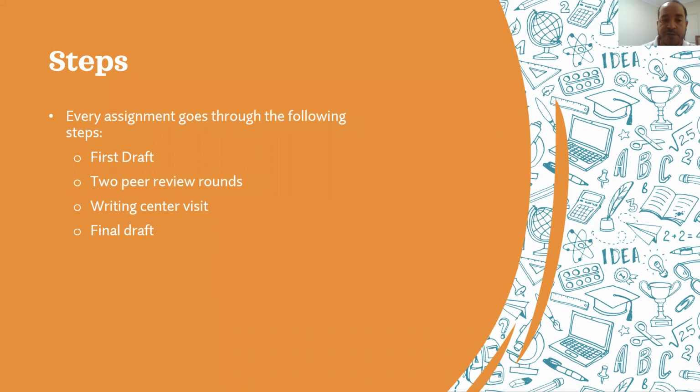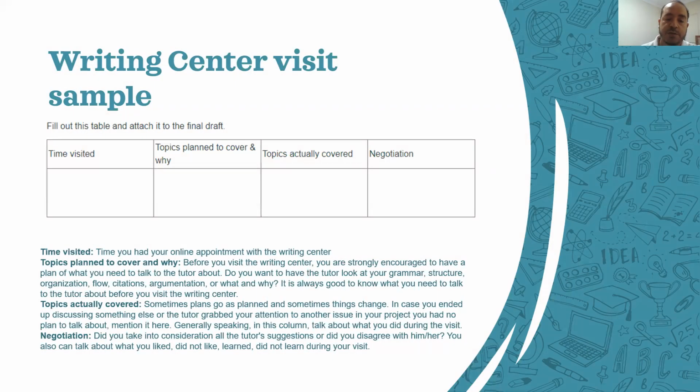So here I'm going to give you an example of the writing center visit. I created a template, like a table, and I gave it to them, and I said, well, use this table for your writing center visit. There are four columns in the table. The first one, the time they visited the writing center; then topics planned to cover and why; and then topics actually covered; and finally, negotiation.